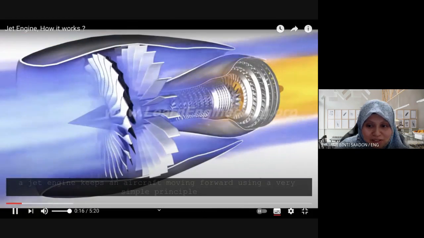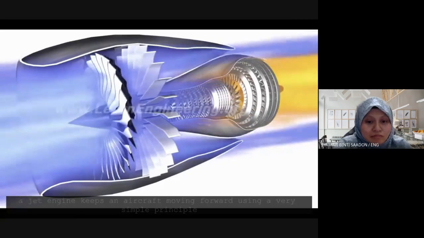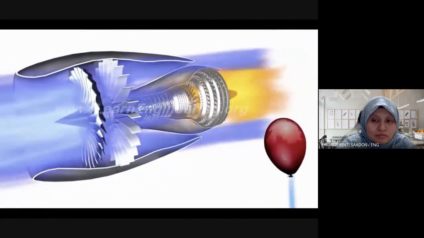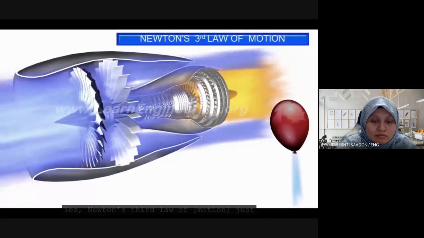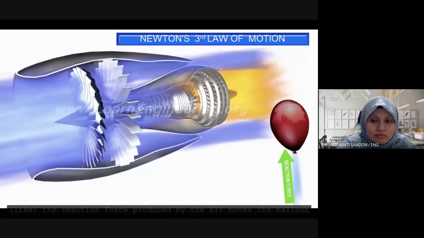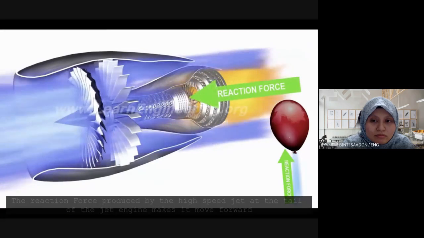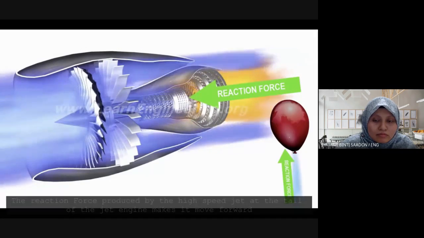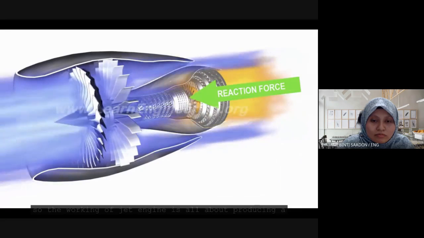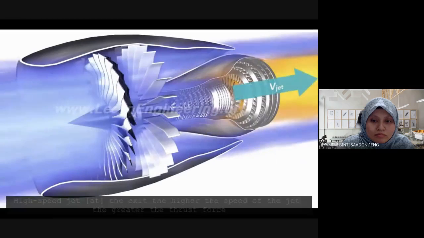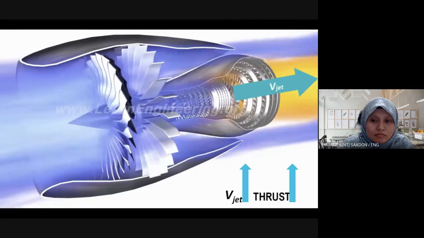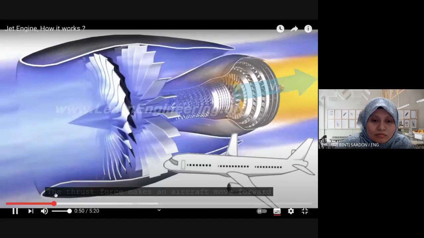A jet engine keeps an aircraft moving forward using a very simple principle, the same that makes an air-filled balloon move. Yes, Newton's third law of motion. Just like the reaction force produced by the air moves the balloon, the reaction force produced by the high-speed jet at the tail of the jet engine makes it move forward. So the working of a jet engine is all about producing a high-speed jet at the exit. The higher the speed of the jet, the greater the thrust force. The thrust force makes an aircraft move forward.